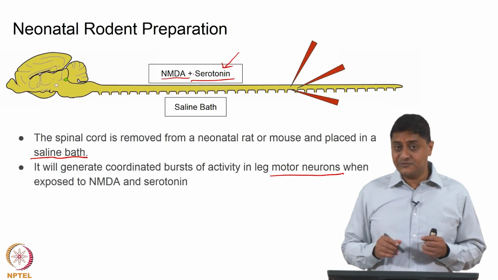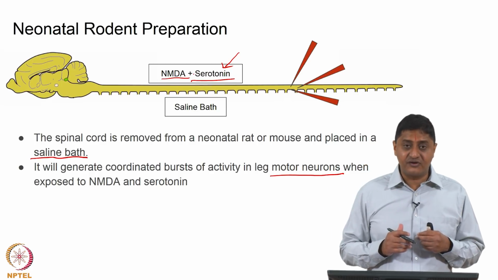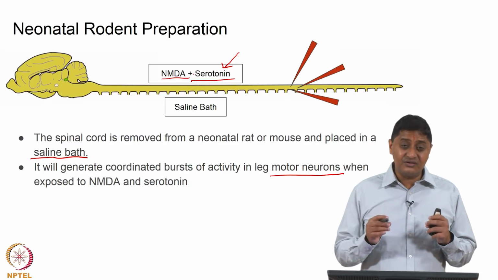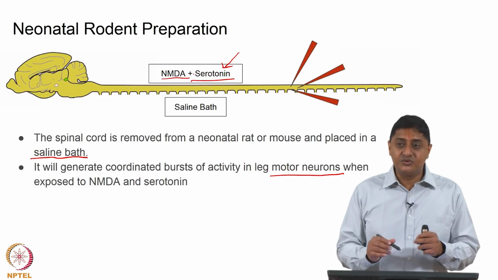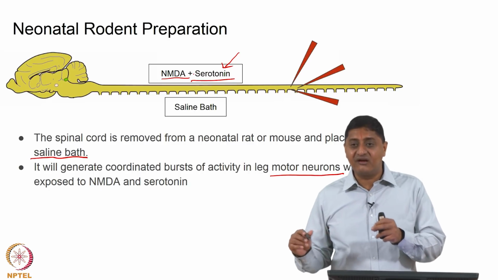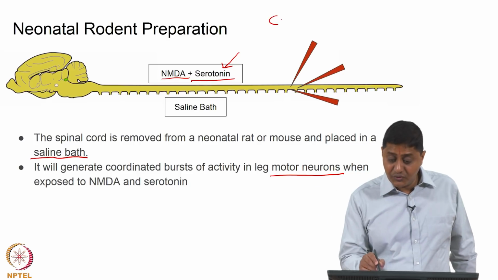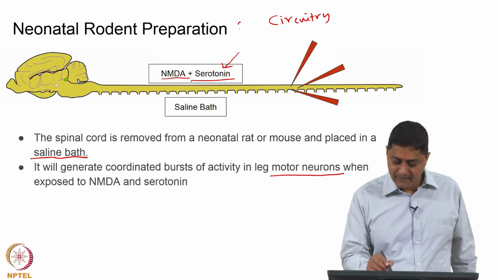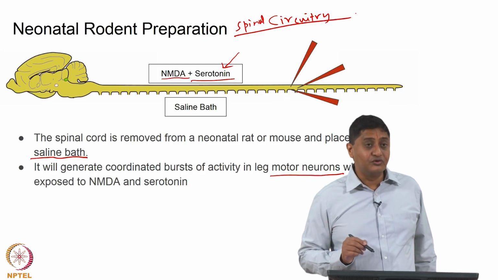When these are applied, you are going to see locomotor-like activity, or bursts of activity, in the leg motor neurons. These are used to identify which neurons are responsible for which movements, and to identify circuitry within the spinal cord. If I want to identify the spinal circuitry, this is a very useful model.